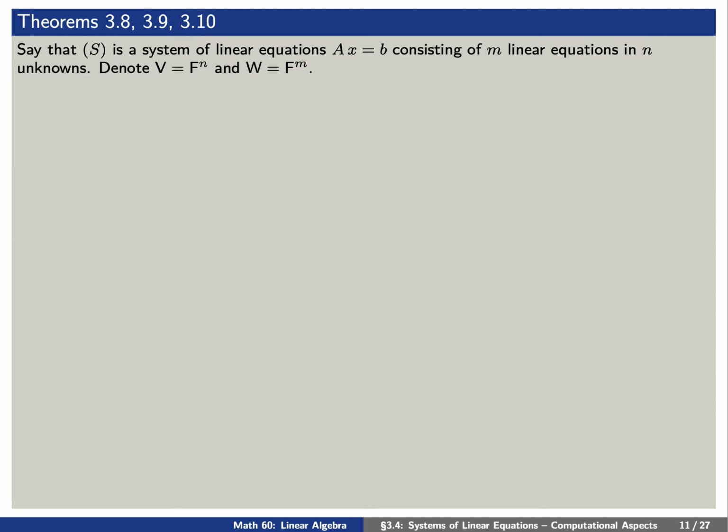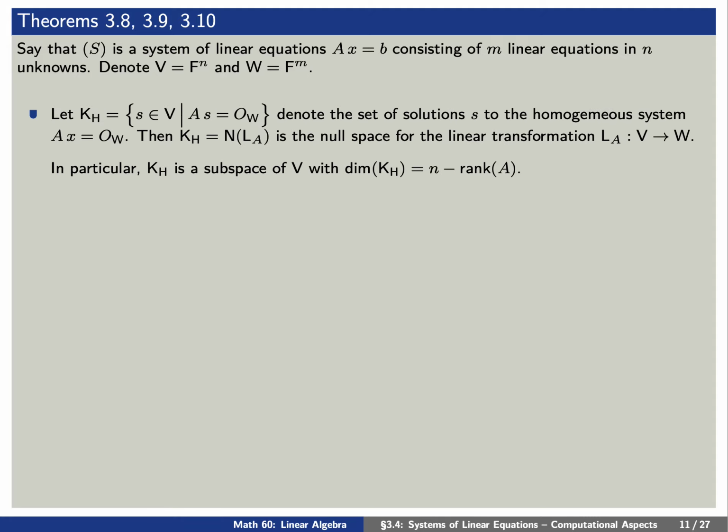We'd like to state a few properties of such a system. Say that we have, again, a system of m equations and n unknowns. We'll denote V as the collection of vectors x, that is, F to the n, and W as m-dimensional space, F to the m. Let's denote K sub h as the solutions to the homogeneous equation A times x equals the zero vector. Then we can think of K sub h as the null space of left multiplication by A. In this case, the dimension of this subspace is n minus the rank of A. Remember that n is the number of variables in our system.